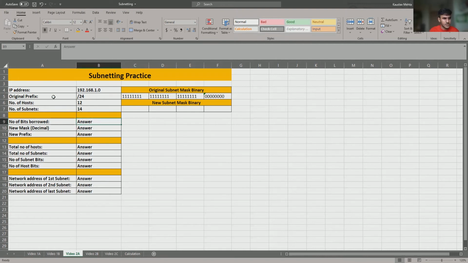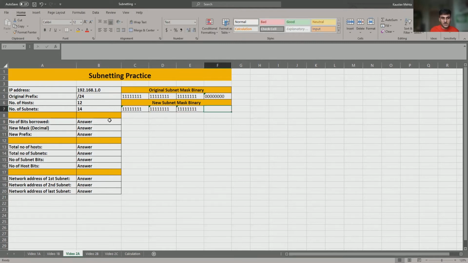The first problem here, again, is the easy one. It says that we have an original prefix of /24, and our requirements are we need at least 12 hosts and at least 14 subnets in our subnetting scheme. So the number of bits we'll borrow here will be determined by the number of subnets, because as we saw in the previous video, number of subnets is equal to 2 to the power of number of bits that we borrowed. So we can just start off by typing in all ones for the new subnet mask, because we are not removing any bits, rather we are adding in bits.